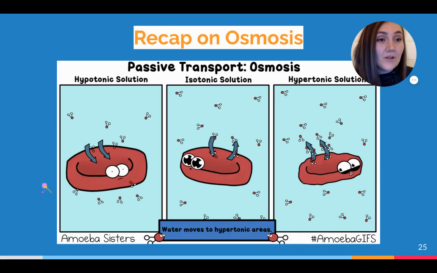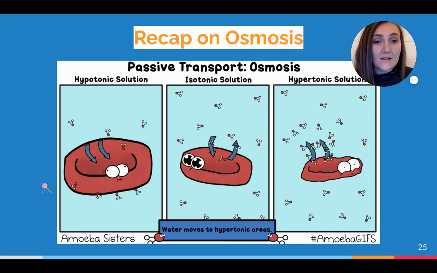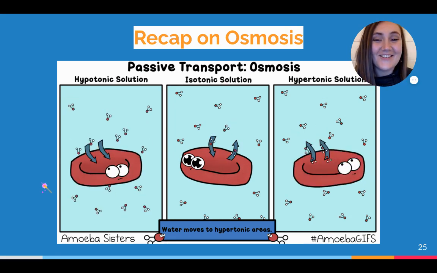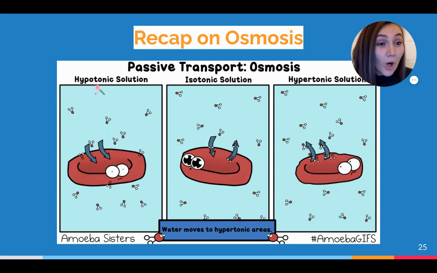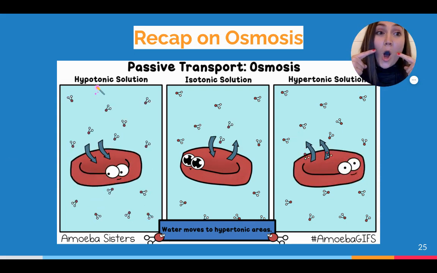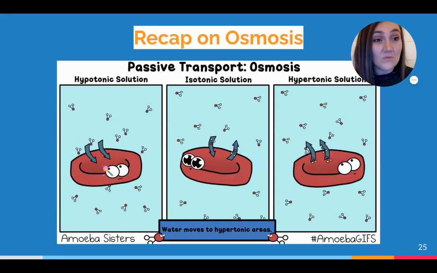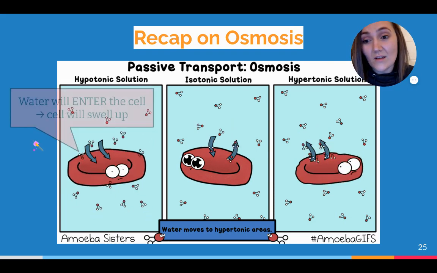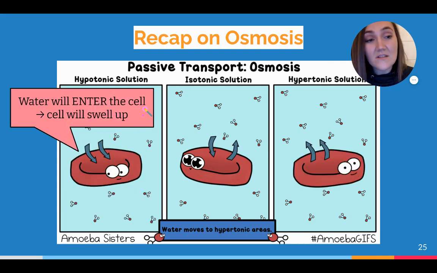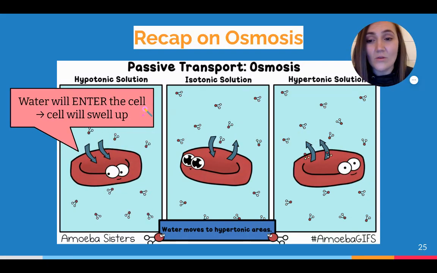All right, so let's do a quick little recap on these three types of osmotic solutions. So the first one we have is hypotonic. Remember, hypotonic, water is moving in. So the cell is going to swell and burst. Not good. We do not want our cells to do that. So the water will enter the cell because there's a lot of solute in there. It wants to dilute it, bring it to equilibrium.